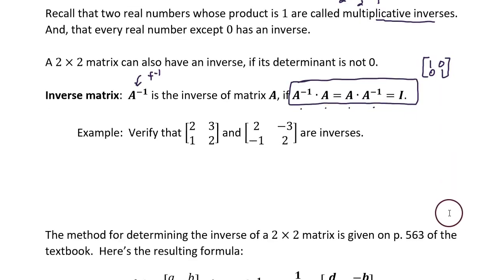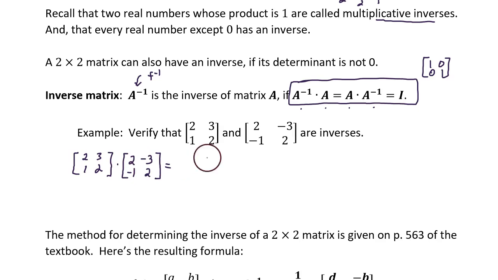Here's an example problem. Using multiplication, let's verify that this matrix and this matrix are inverses. Let's multiply them together, but we have to do this in both orders. So 2, 3, 1, 2 times, and now over here, 2, -3, and -1, 2 makes, and let's see what answer we make. We want to know if it makes the identity 1, 0, 0, 1. So let's run through the multiplication process.